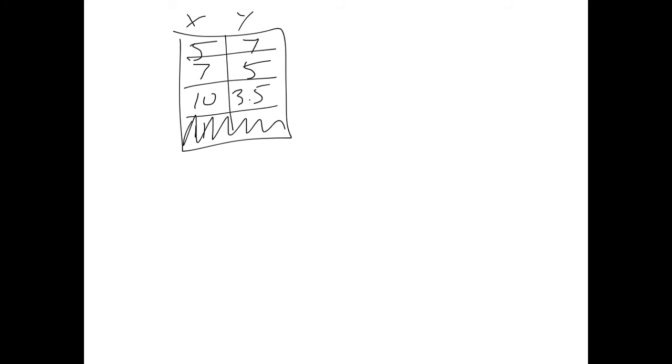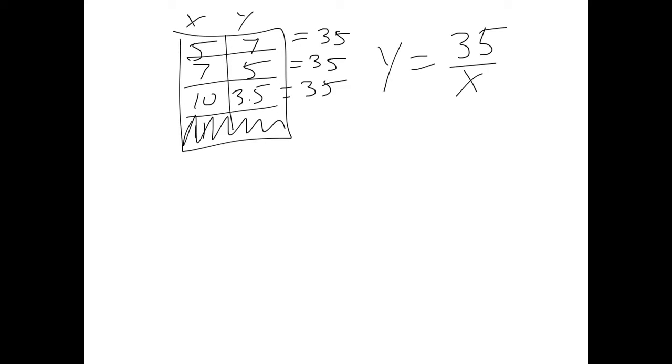In these, you just multiply your x times your y. So 5 times 7 is 35, 7 times 5 is 35, and 10 times 3.5 is 35. So the equation of this would be 35 over x. If you had 35 books to move, it would take 5 people, 7 trips. 7 people, 5 trips. 10 people, it would take 3.5 trips.